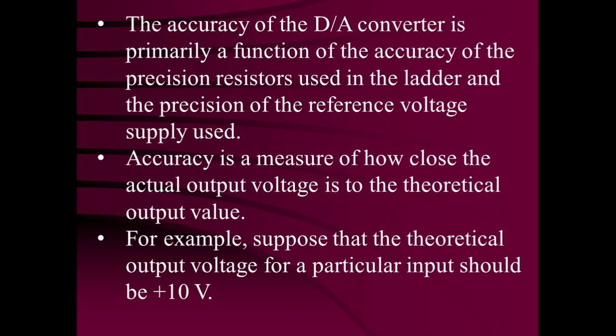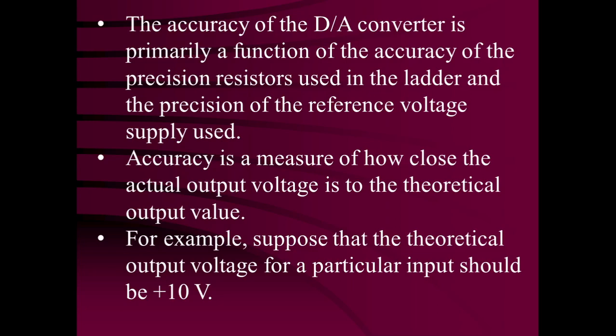Accuracy is a measure of how close the actual output voltage is to the theoretical output value. So, when you calculate the theoretical output value and measure the actual output using a digital meter, if both are very close to each other, then accuracy is better.